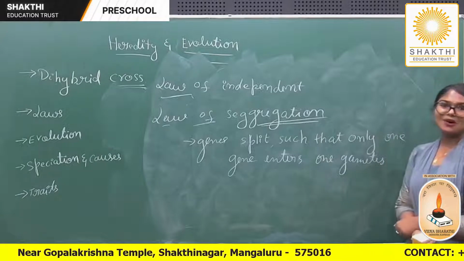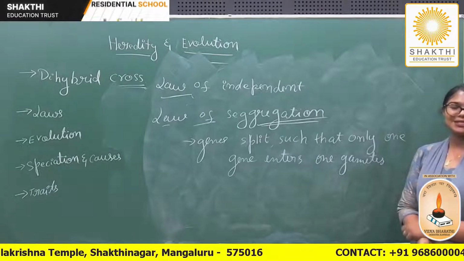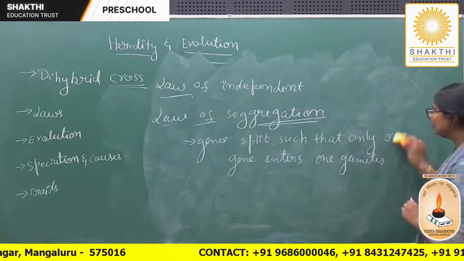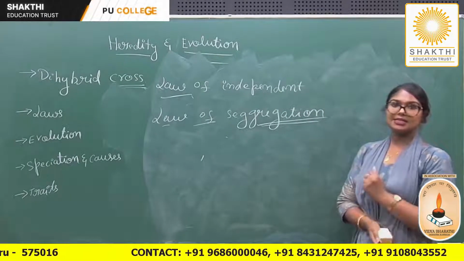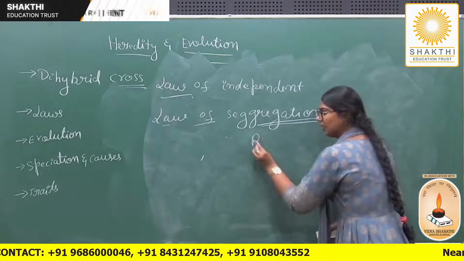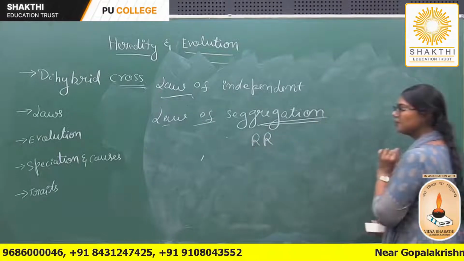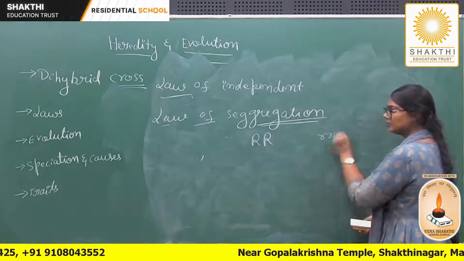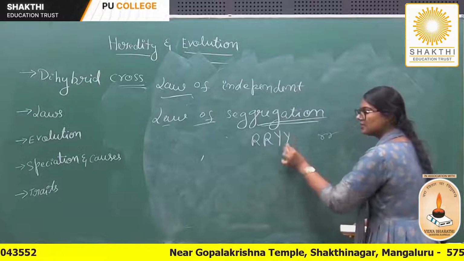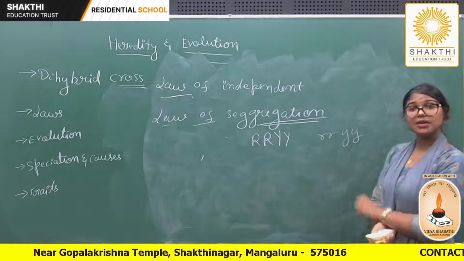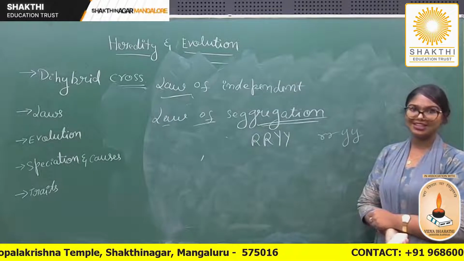Coming to the third law, that is the independent assortment. Again, this is very similar to the segregation law. What does independent assortment say? Let us quickly recall the dihybrid cross. We have capital R and small r, small r. Here we had capital Y, small y, small y. This was what dihybrid cross was about, correct?